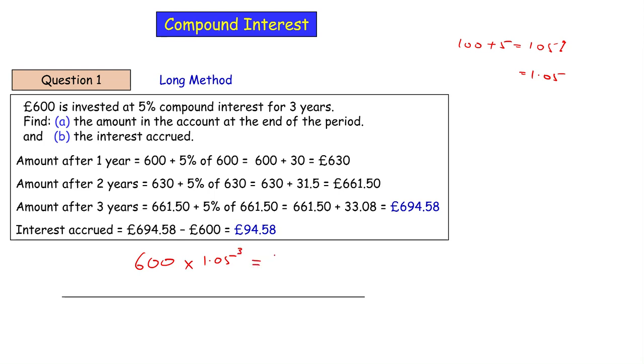Plug it into your calculator, and you should get £694.58, exactly as before. Okay, if you haven't plugged it into your calculator, do it now to check. What I want you to do is, underneath your previous answer, go and write this method down. Okay?